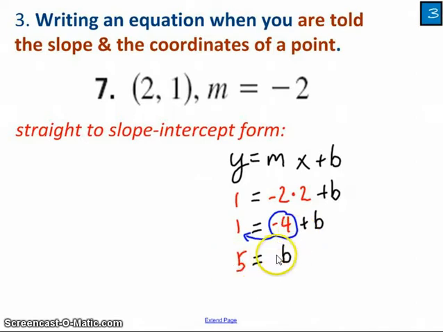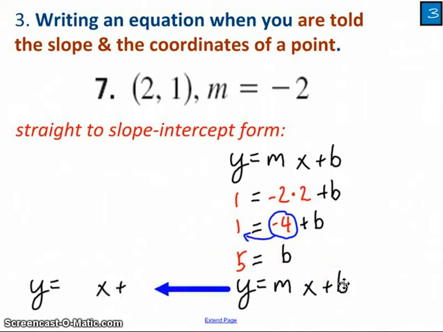Now I put this, b is 5, back into the generic equation. And I end up with this answer. -2, remember I was given -2 as my slope, and I put 5 in for b, and that's it. That's the answer if you want to go straight to slope-intercept form. If you want to rewind and check, you can see that that's actually the exact same answer that I got by going a less traditional route, first giving you point-slope and then going from there to slope-intercept.